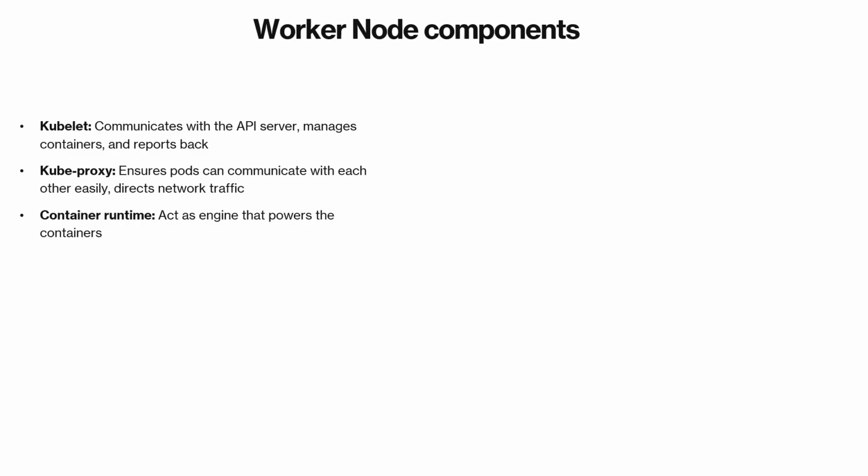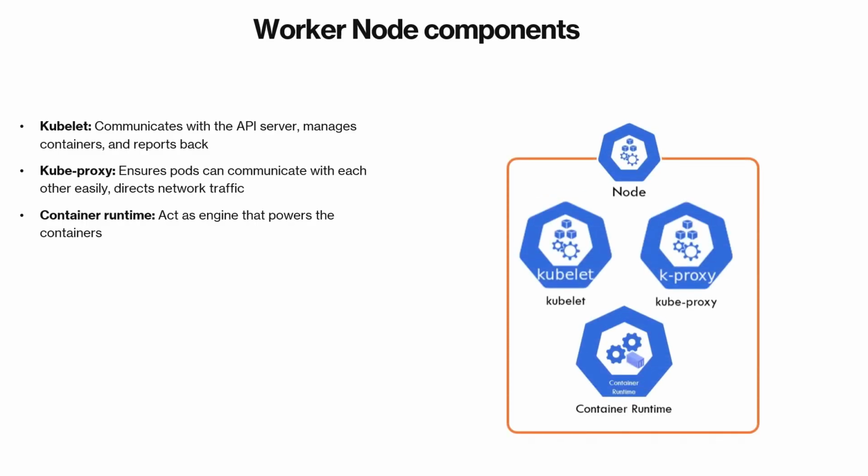Third one is the container runtime. Container runtime is the main engine that powers the containers. It means it is the main thing that makes the containers work. So the worker node has three main components: the kubelet, the kube proxy, and the container runtime.